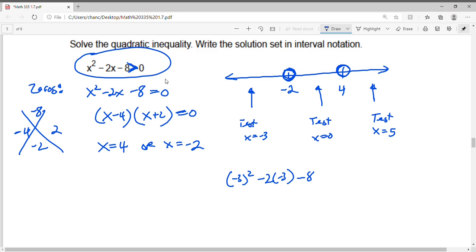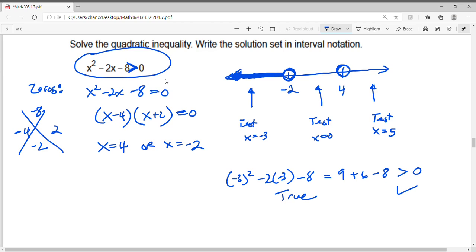So -3 squared is 9. That's 9. -2 times -3, that's 6. Minus 8, that's going to be a positive number. That's definitely going to be greater than 0. So this is true. Since it's true, we know the solution is going to be on the left side of -2.